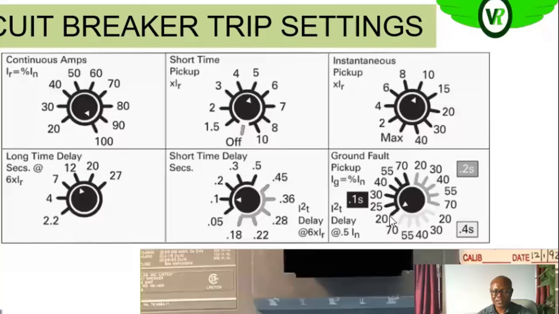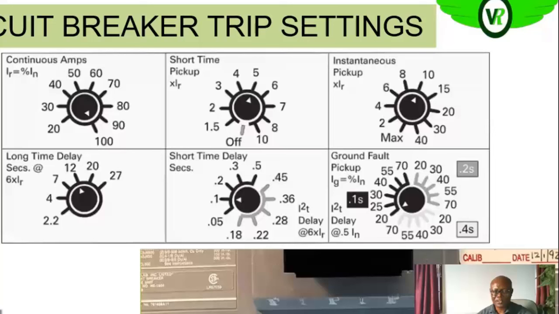Then you see the range on this part of it is between 20 to 70%. We also have other range. If you make your selection on this side, you see that the trip time has changed to about 2 seconds. Also on this side, 20 to 70, the trip time has changed to 0.4 seconds. So anything at and above half of the nominal current rating.